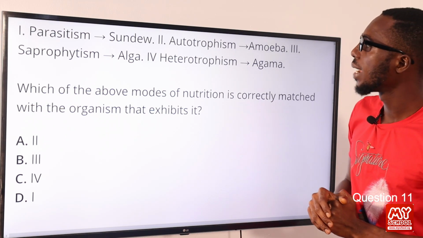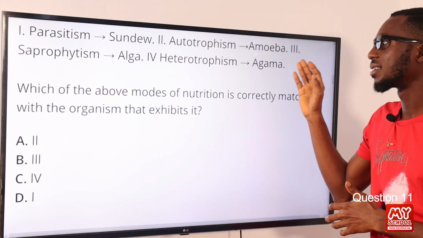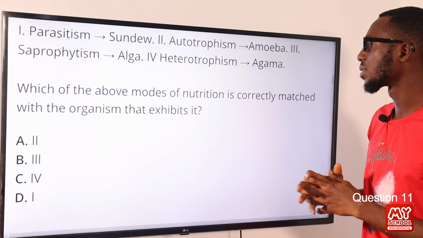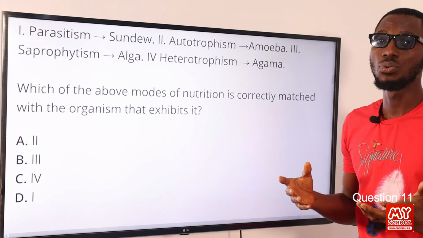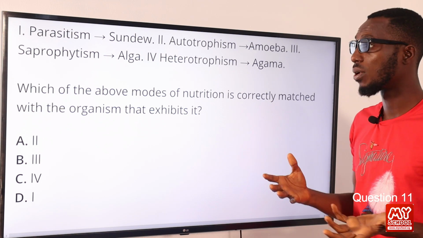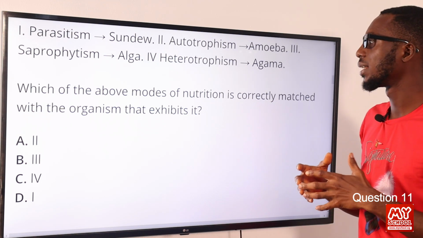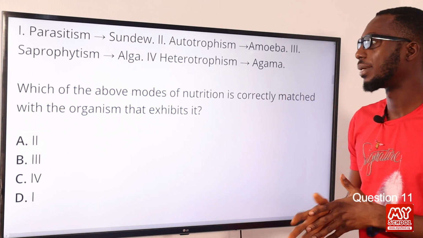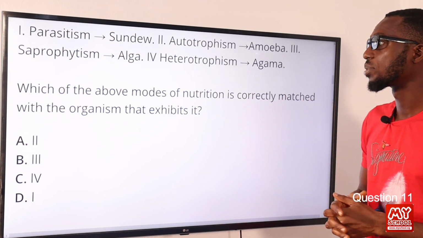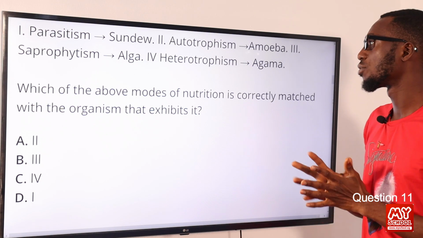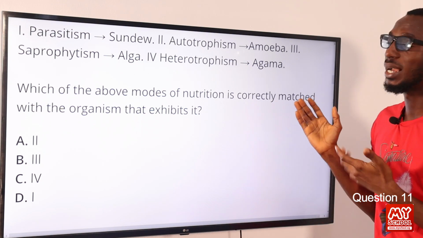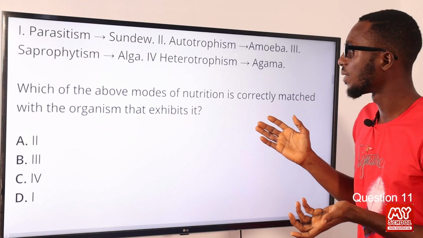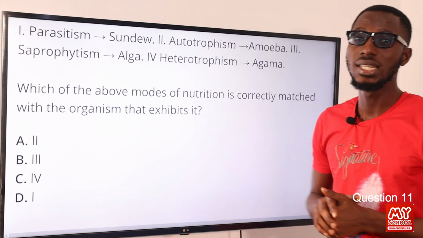Heterotrophism to Agama lizard, this is very correct. Heterotrophism talks about the concept whereby animals, or let me say organisms, on the safer side, ingest food, they take in food from the surroundings. So the correct option here is option IV, heterotrophism to Agama lizard, and that is found in option C. So option C is the correct option.